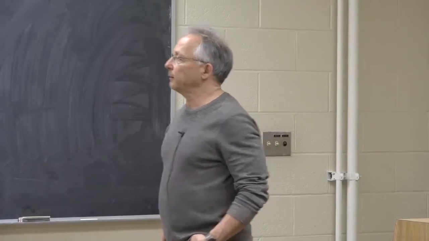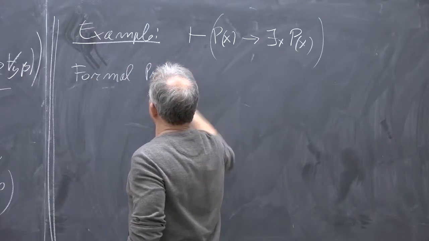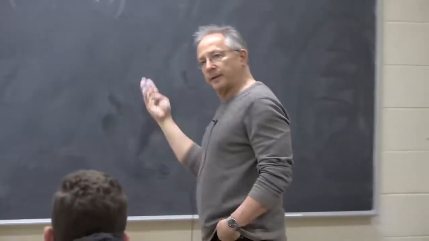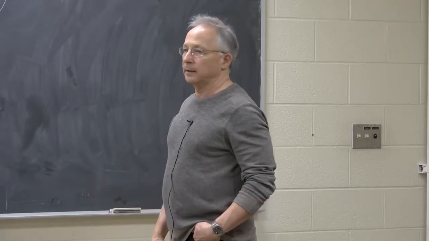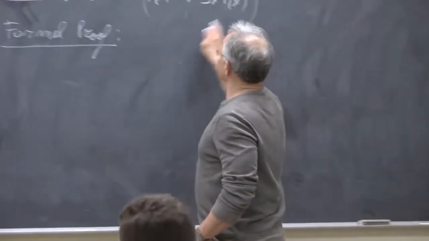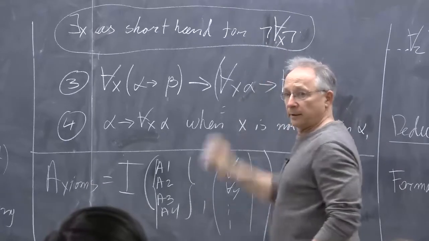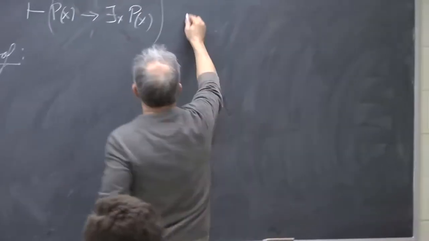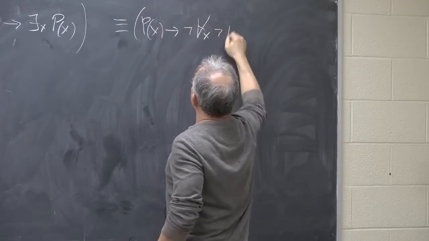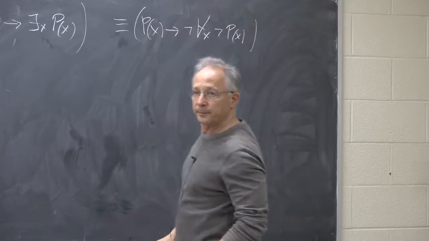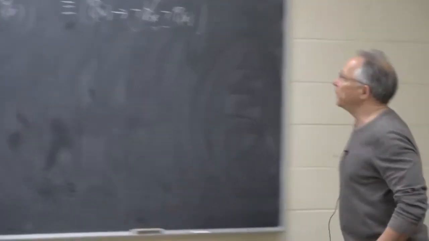So how shall I prove it? So here is a formal proof. A formal proof should consist of a sequence where every line is either an axiom or the result of applying modus ponens to previous lines. So first of all, just translate it to our formal language. The exists is only shorthand for this. So actually what I want to prove formally is the formula P of x arrows not for all x not P of x. That's what I want to formally prove, because this is the actual meaning of the exists.